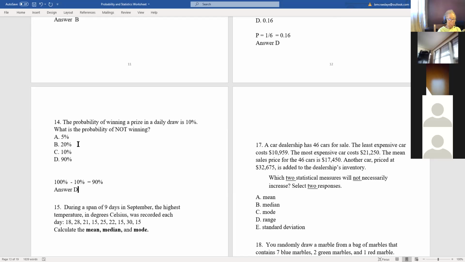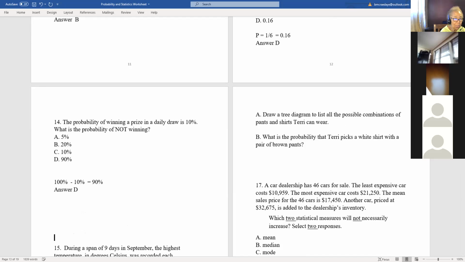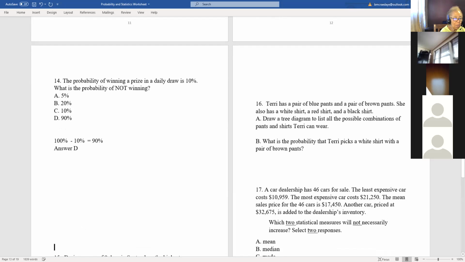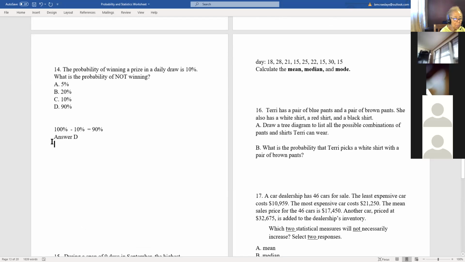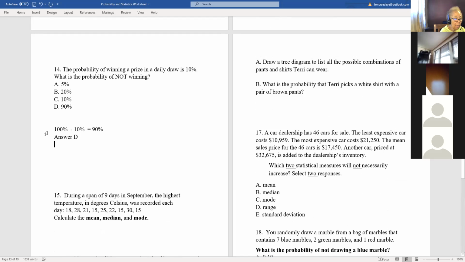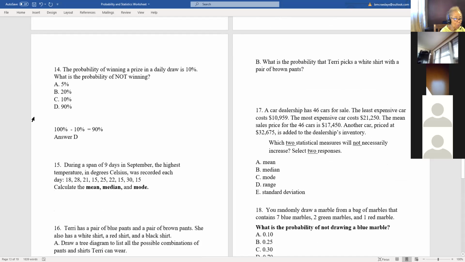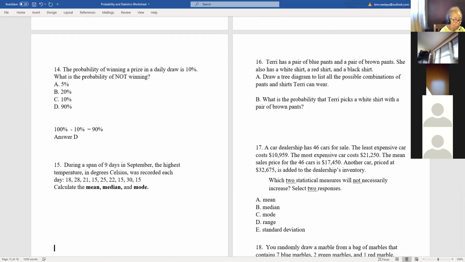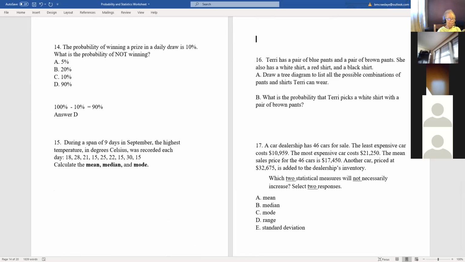Number 15. I want you to calculate the mean, the median, and the mode. You know how you calculate the mean: add all your temperatures up and divide by how many there are. There are 9 temperatures because 9 days. Add all of them up, divide by 9.